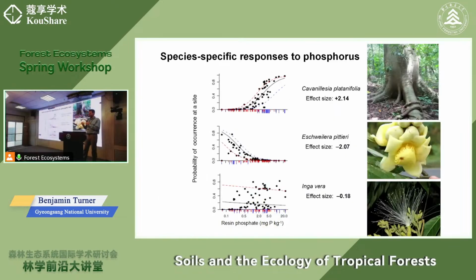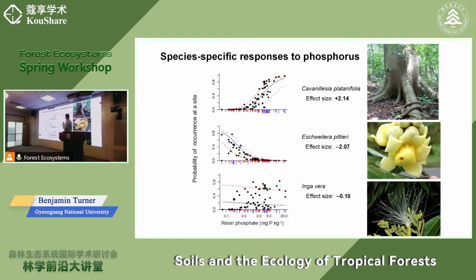But then we could do the same thing for nutrients, for soil nutrients, and in this case, phosphorus. And I'm showing 3 examples here of species showing contrasting responses to soil phosphorus availability. So the first, what I'm showing here is resin phosphorus. This is a measure of readily exchangeable phosphorus in the soil. And on the y-axis is the probability that a species occurs in a plot. And so the first species is Cavanillesia platanifolia. This is a deciduous canopy emergent, occurs widely in Panama. And what you can see is at low concentrations of phosphorus, this species never occurs. And then above about 2 parts per million of resin phosphorus, we find Cavanillesia occurring. And in fact, on the highest phosphorus soils, you're almost guaranteed to find Cavanillesia platanifolia.